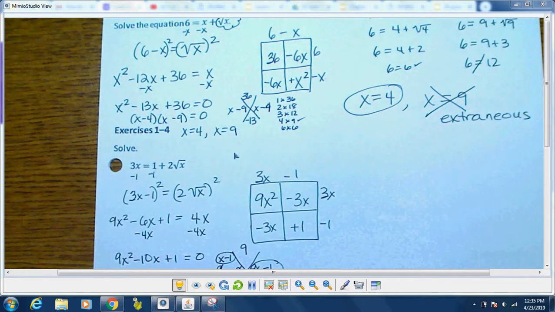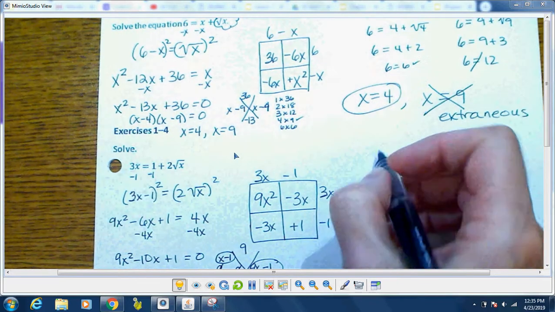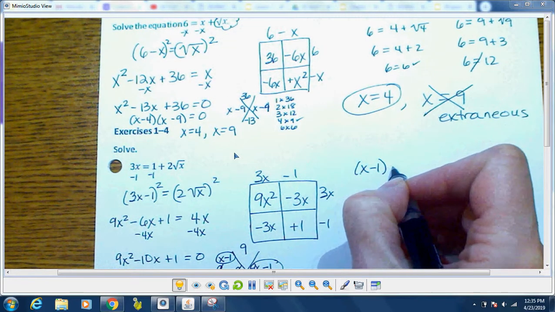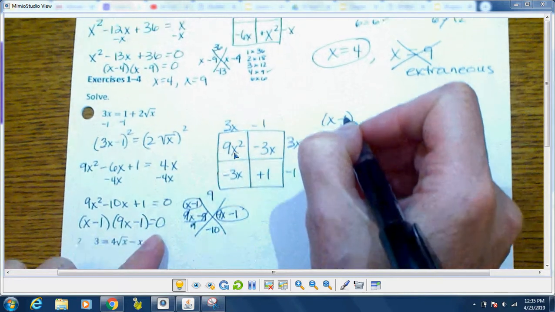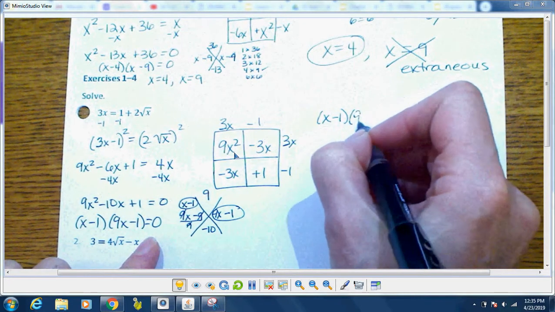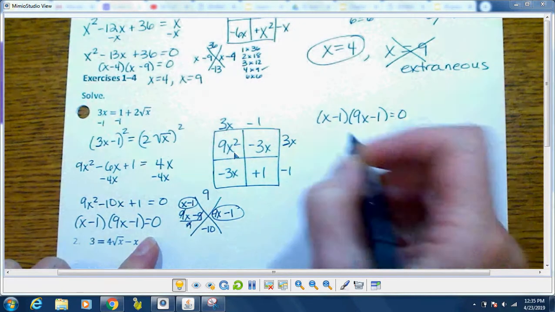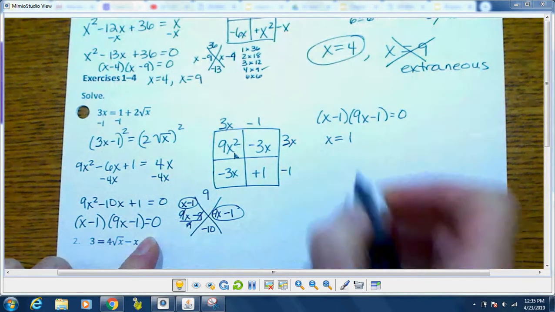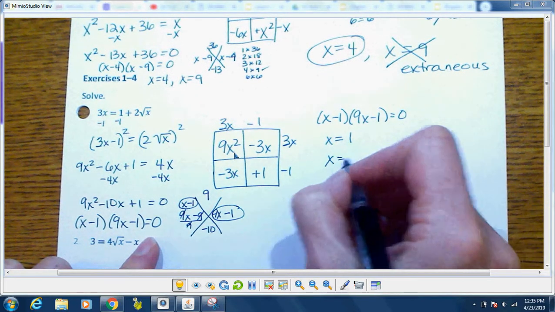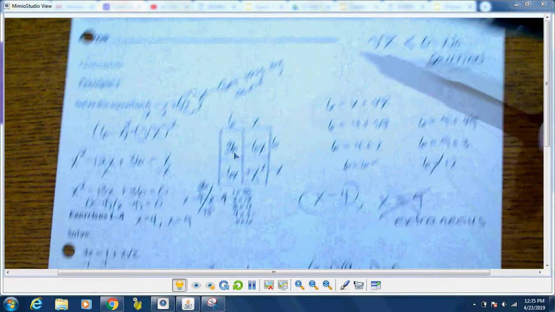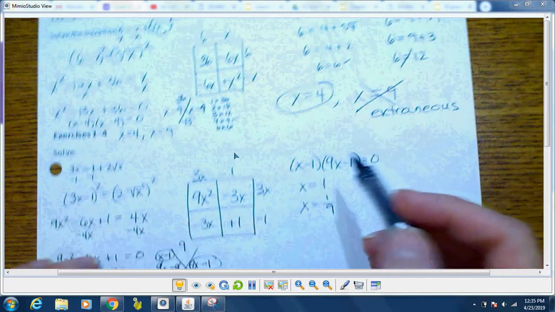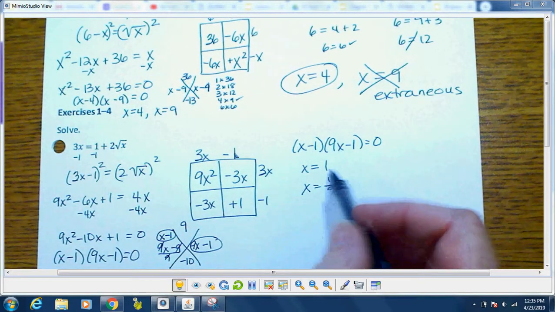Okay, so let's look at our options for x. I'm going to write it up here. Sorry about that. Okay, so x equals positive 1 or x equals 1/9. Remember, the second part of our objective is we have to check our answers. So let's plug these into our original equation.